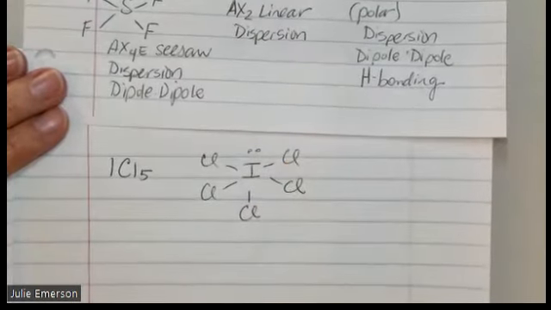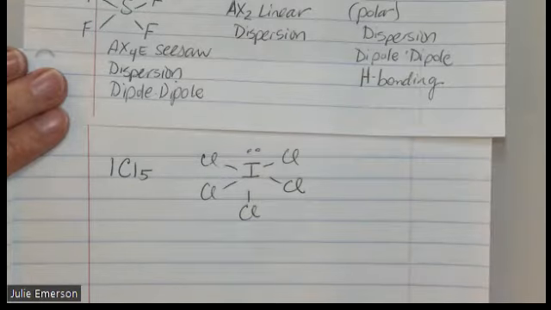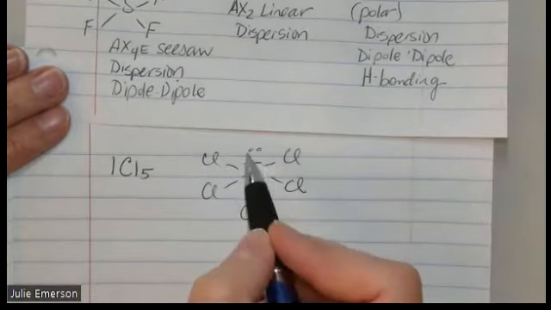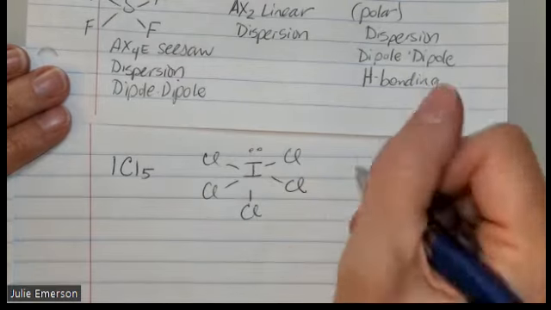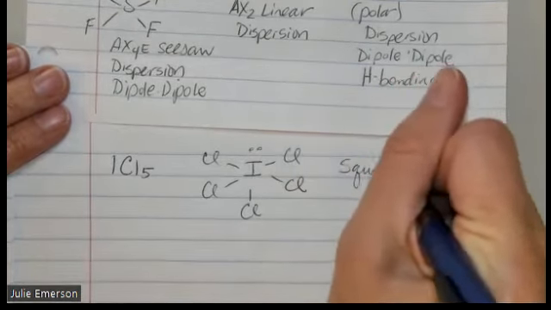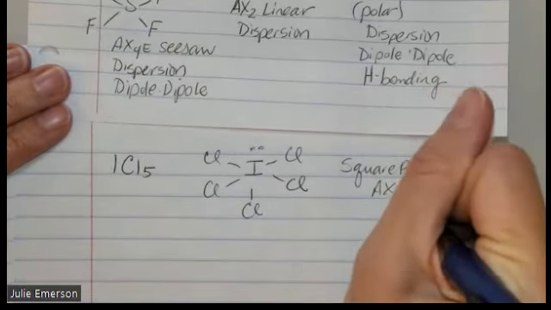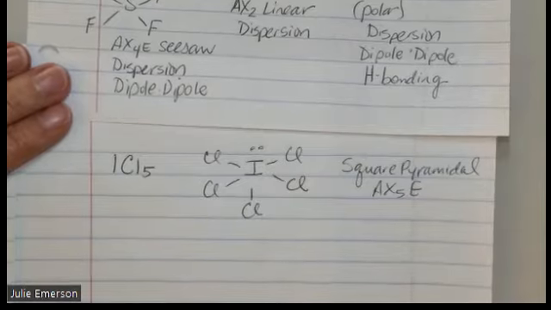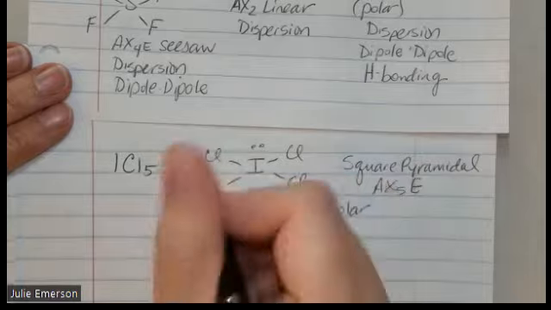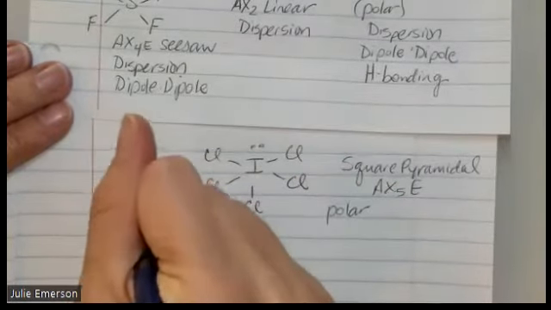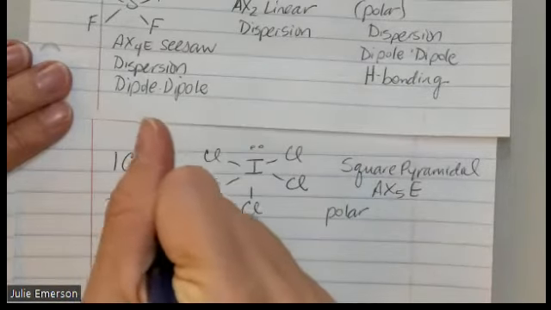So we kind of start out in that octahedral shape of 6 total groups, but because one of those bonding sites is a lone pair site, this is where you have your square pyramidal. And it's an AX5 with the lone pair on the iodine. So again, this is going to be polar. And so that means that we're going to have dispersion forces and we're going to have dipole dipole forces.